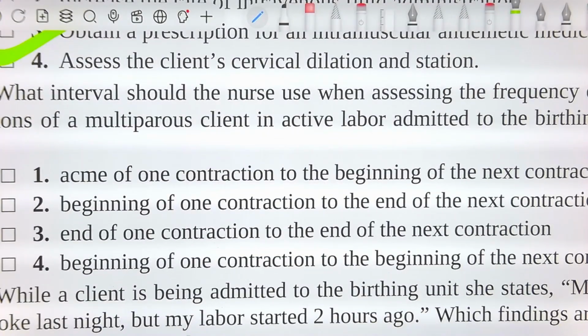Now let's read question number 47. Which interval should the nurse use when assessing the frequency of contractions for a multiparous client in active labor admitted to the birthing area? So read all the options. What can be the right one? To assess the frequency of the client's contractions, we have to assess from the beginning of one contraction to the beginning of the next contraction.